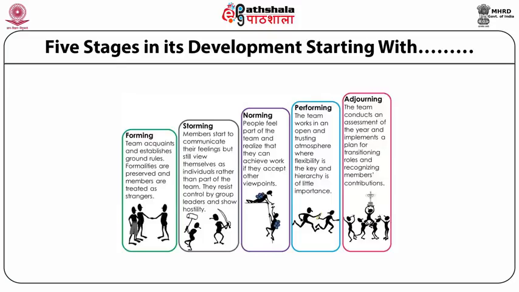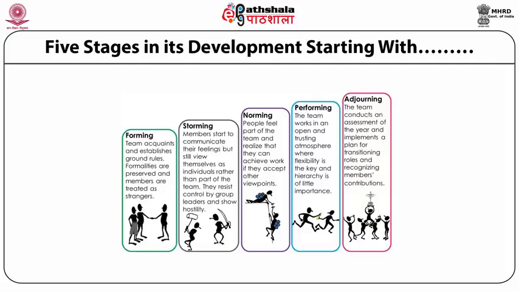Now, in this stage, the members start communicating with each other. They start sharing their feelings and viewpoints amongst each other as individuals rather than part of the team. They resist control by group leaders and show a certain amount of hostility. Now, this is one of the most important stages in any group, because after formation of the group, storming is a must and the most important stage in any group formation, be it a formal group or an informal group.